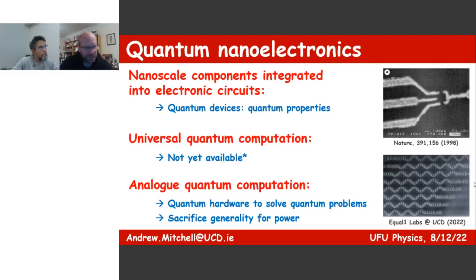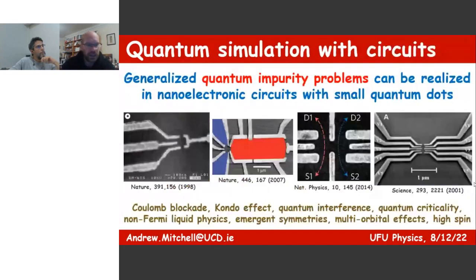So an idea might be to build an analog computer that solves quantum problems by using quantum components. Similar to the Antikythera device, where you have an analogy of the solar system in the gears, maybe we can have a quantum device that builds an analogy of the model that we want to solve with quantum components. And one class of those are so-called quantum impurity problems, where you have some few localized interacting quantum degrees of freedom coupled to one or more baths of conduction electrons.